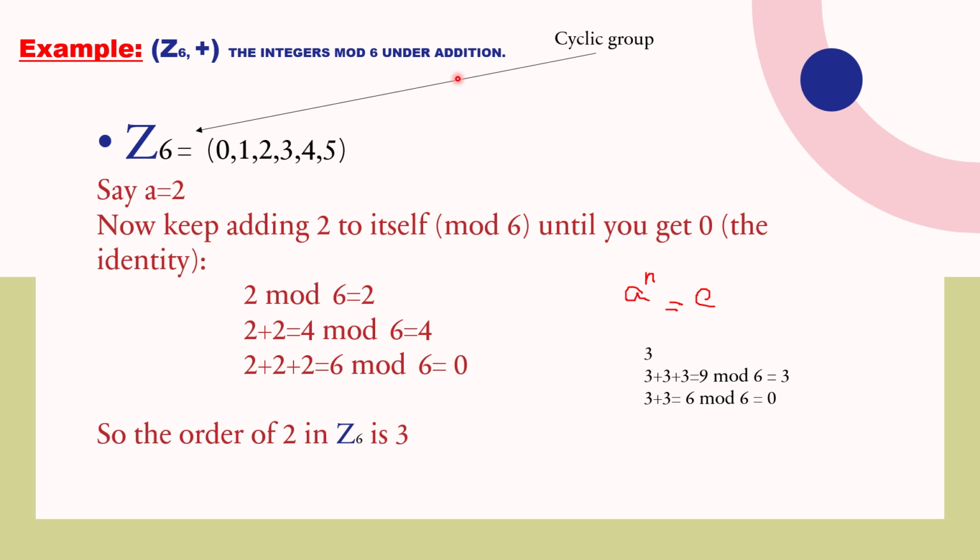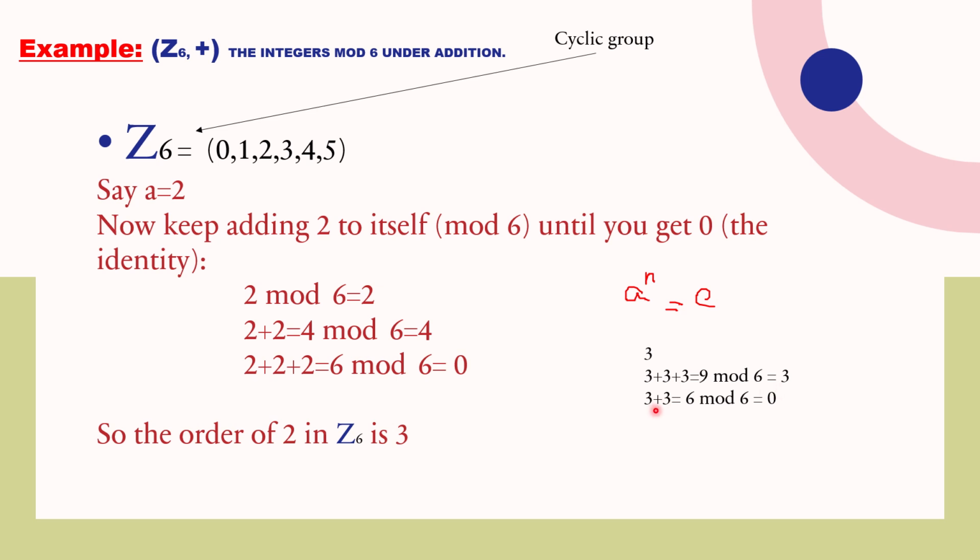We take another element. Let's suppose we take 3. So 3 plus 3 plus 3 will give us 9 if we do it 3 times, right? So apply mod 6 to it, because it's an integers mod 6 group. If it's integers mod 3, you will take mod 3. If it's integers mod 4, you take mod 4. Okay, so it's mod 6. 9 mod 6 will give us 3, because 5, 6, 7, 8, 9. Therefore, 9 mod 6 is 3.